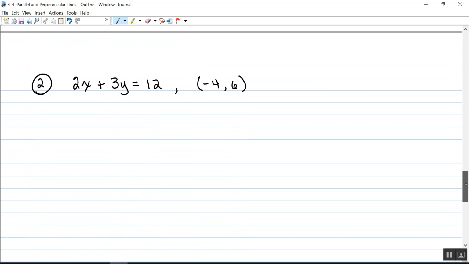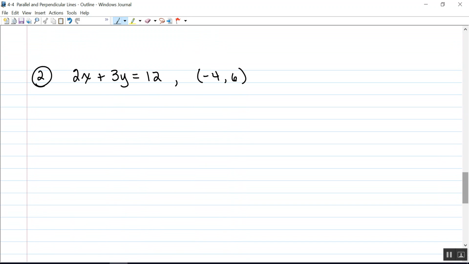Here's another example where we need to find the equation of the line that's perpendicular to 2x + 3y = 12 and passes through the point (-4, 6). Now this one's a little more difficult because you'll notice this line is written in standard form. I can't just look at it and figure out easily what the slope is going to be. In order to do that, I need to put it into slope-intercept form. That is, I need to write it as y = mx + b.